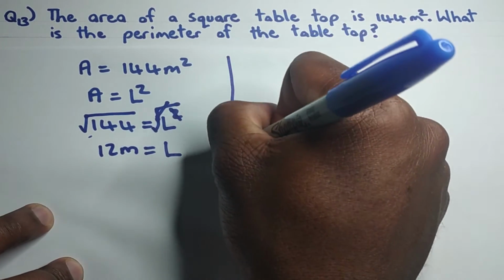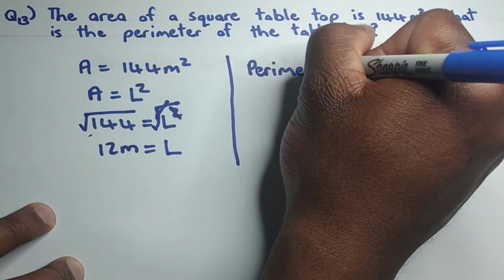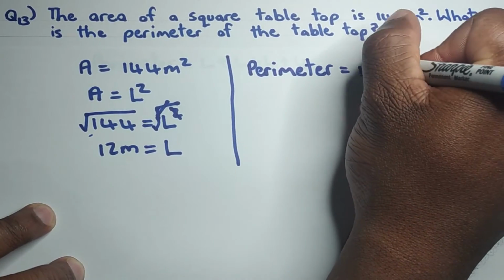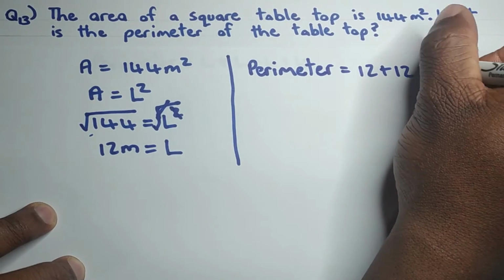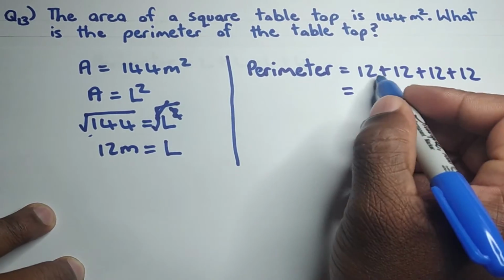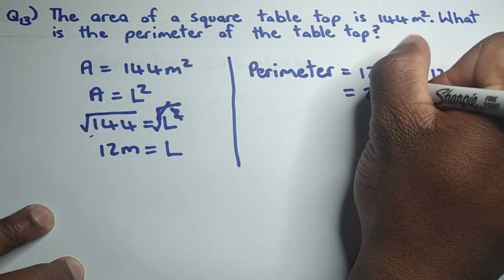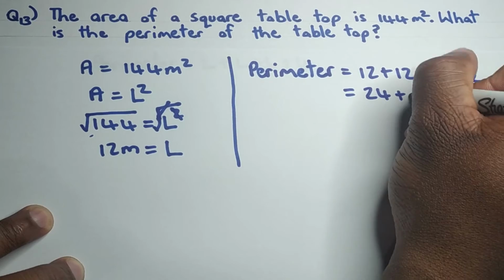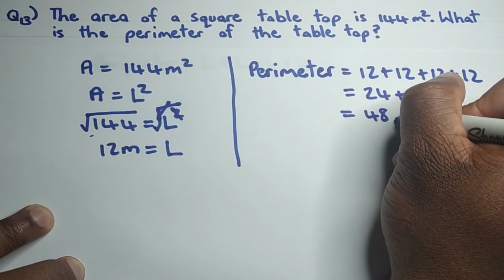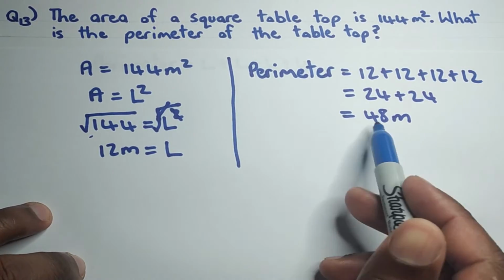So we can now find the perimeter. The perimeter would have been equal to what? Adding the length 4 times. So 12 plus 12 plus 12 plus 12. What is 12 plus 12? That's 24. Then we have another 12, that's also 24. What's 24 plus 24? That's 48 meters. So therefore the perimeter would have been 48 meters.